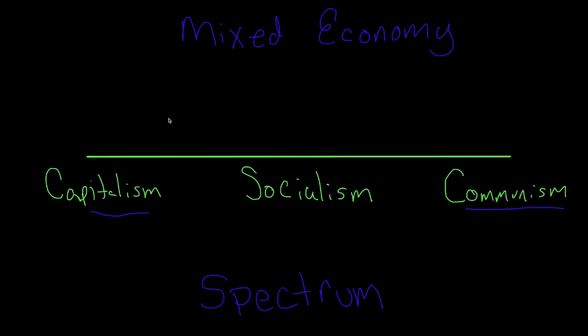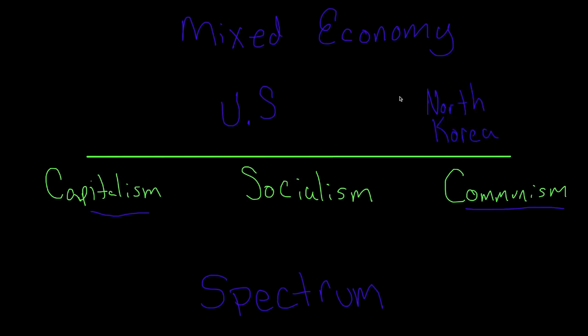So let's say just a few countries that we might know a little something about. The United States very much fits under the system of capitalism, but they also have some aspects of socialism. So you might fit them right here, right? They might be somewhere between capitalism and socialism. Whereas a country like Cuba or North Korea is going to be much further towards communism.